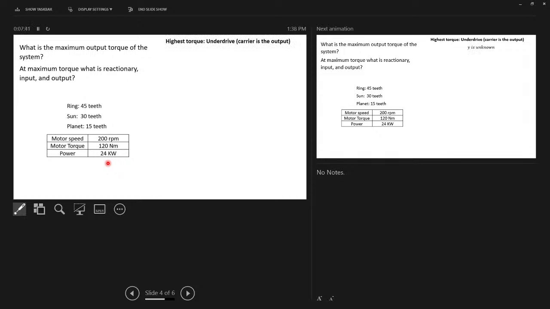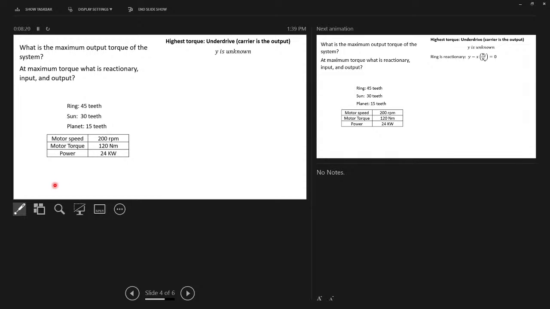All right. So at the highest torque, the carrier is going to be the output, which means that the carrier is unknown. Y is the carrier value. These are the gear teeth: the ring is 45, the sun is 30. Our motor speed is 200 RPM, and our motor torque is 120. In order to answer both of these questions, we need to come up with a velocity ratio in this condition. Once we figure out one, we can use that velocity ratio to figure out the other, to answer the second question.